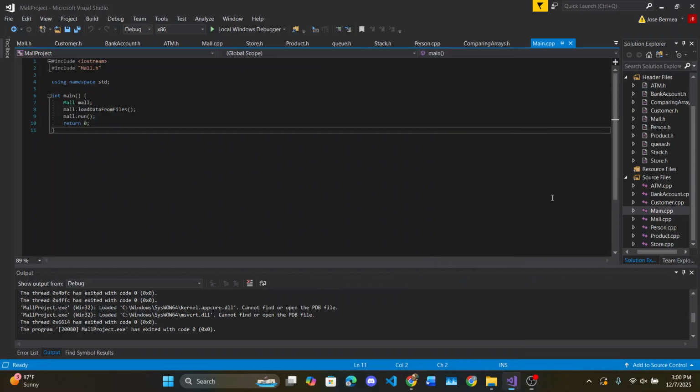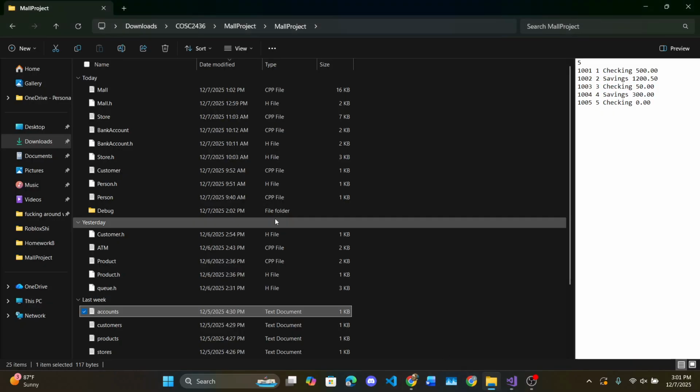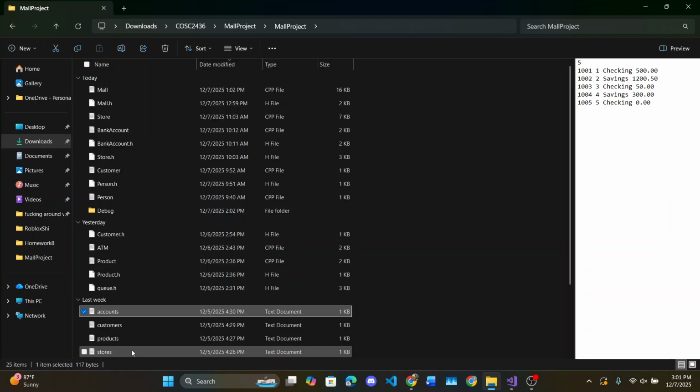So now let's talk about the actual structure. Here, this is the entry point with the main function. We created a mall object because the mall is pretty much the brains of the operation. It has pretty much everything, from customers, products, products in stores, the stacks and queues, bank accounts, ATMs, all that, and it loads data from the files, from these files for the stores, products, customers, accounts.